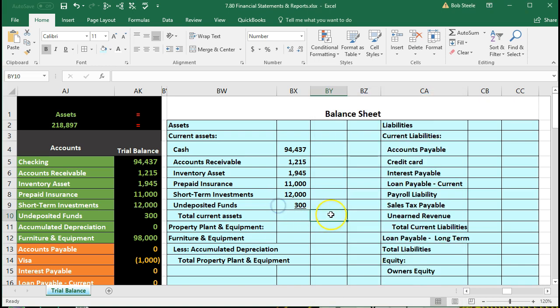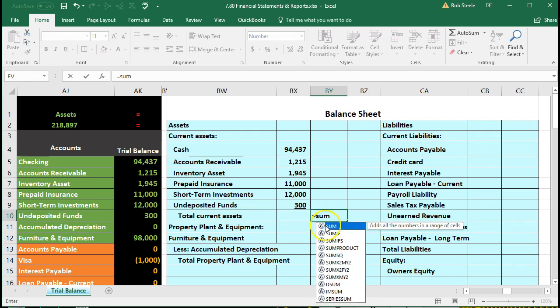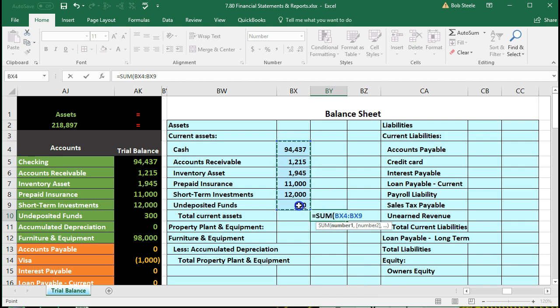128.97. Here, we're going to use the sum function. This is the most popular function. We've seen this a few times. This is one you really want to know for sure. Equals SUM. And we're just going to double click that sum function and highlight this column. So it's the sum of BX4 colon BX9 and enter.